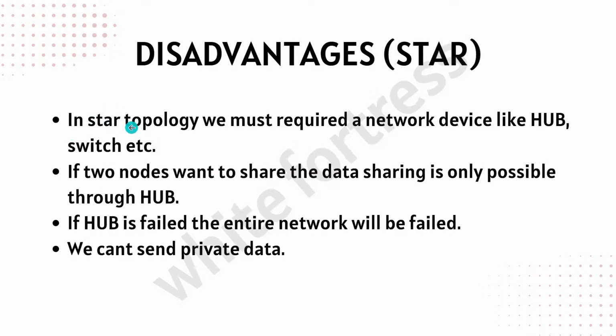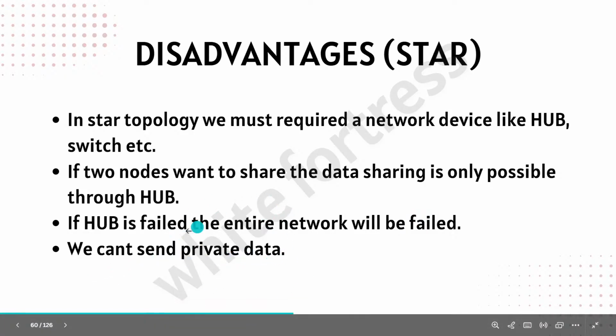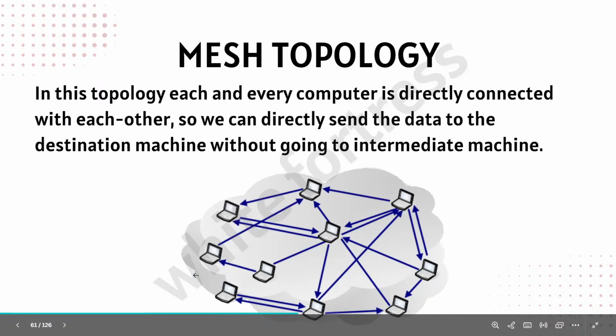Next, what are the disadvantages? In star topology, we must require a network device like hub or switch. Obviously, we will need something like hub or switch. If two nodes want to share the data, sharing is only possible through hub. If the hub fails, there will be no data sharing from one system to another. And we cannot send private data if we are using hub. But if we are using switch, then we will be able to send the private data as well.